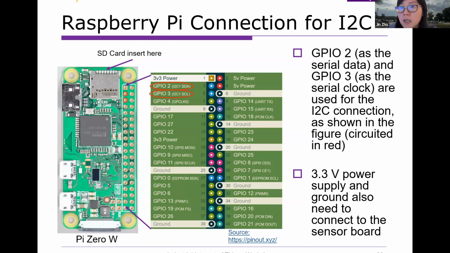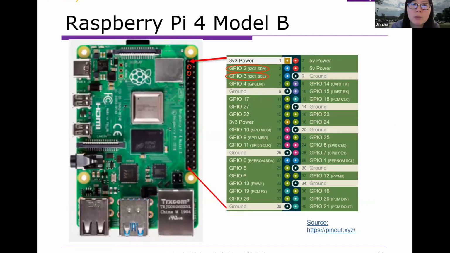The BME 680 has pretty much exactly the same pin layout, so just connect it the same way, but it will also be able to detect VOCs. In addition to this, you also need to connect the power supply and the ground. Those 2 pins are also needed for the connection. That's for the Pi Zero W. The good thing about Raspberry Pi is that no matter which board you are using, the GPIO pins are all the same. They maintain the same layout so that you can easily do the same configuration.